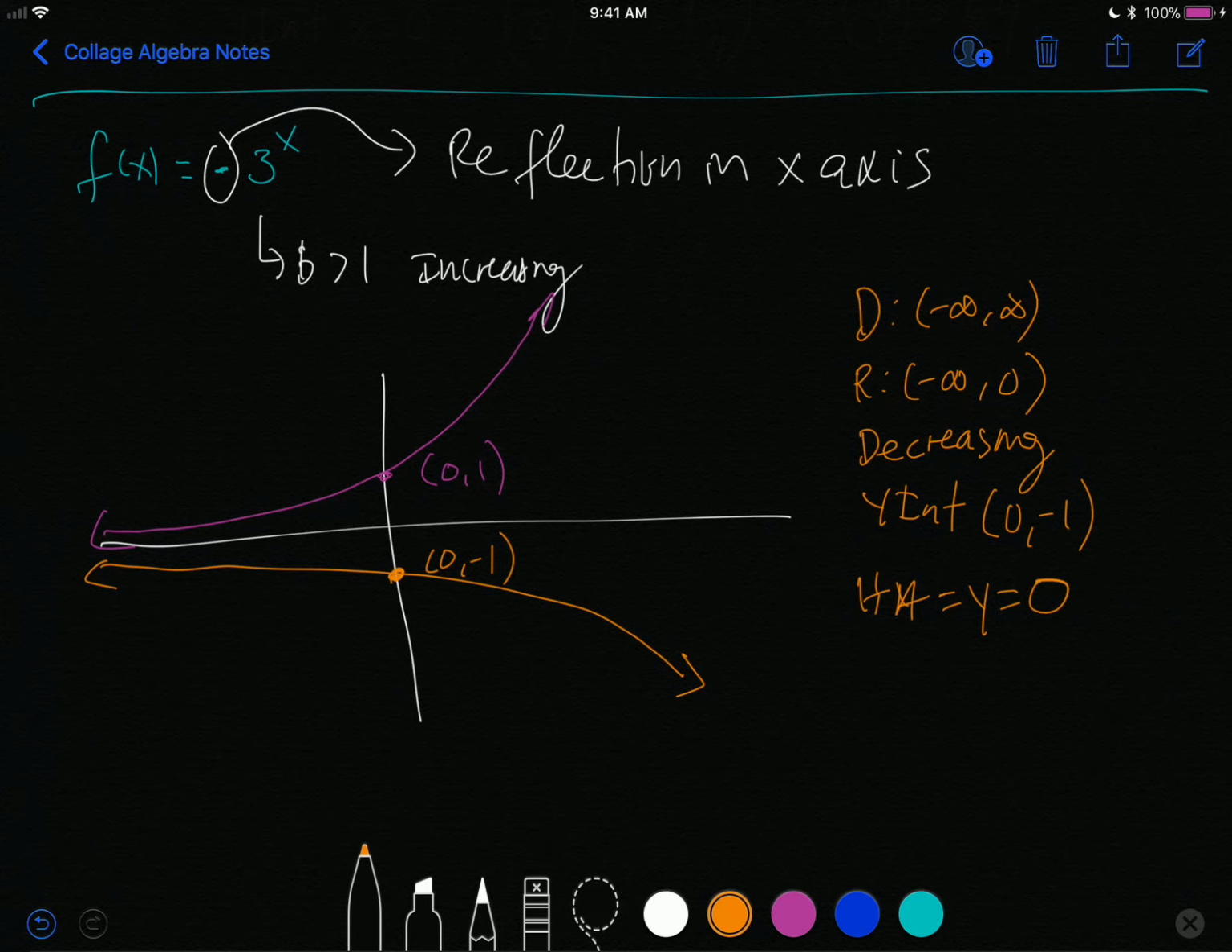So when you reflect the graph in the x-axis, what we note is that the range, the increasing or decreasing behavior, and the y-intercept change. Notice, again, 3 out of the 5 have changed when I reflect over the x-axis. So I'm pretty sure you're thinking, well, if I reflect over the y-axis, let's find out what happens when we reflect over the y-axis.